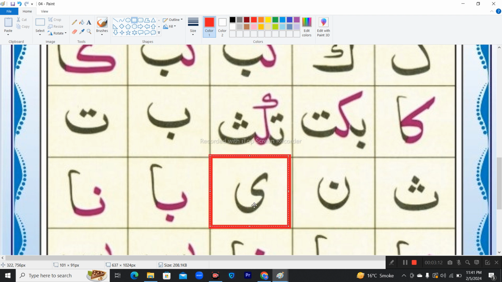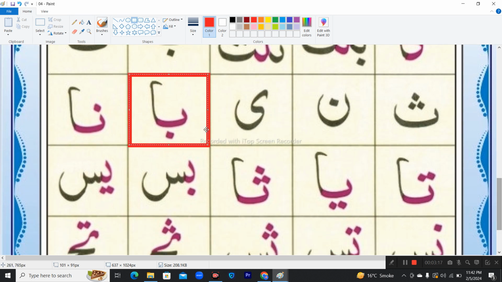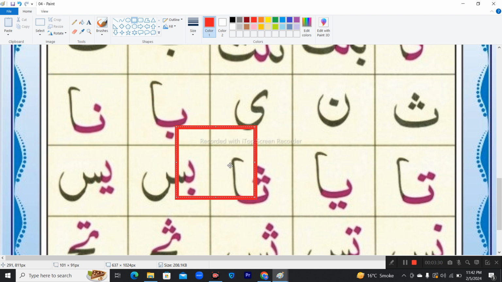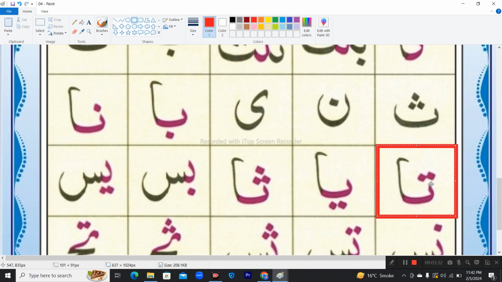this one is Ya. And this one is two letters connected, very easy. One dot down is Ba, and Ba connects with Alif. So we read Ba Alif. And this one first is Noon, and Noon connects with Alif. So Noon Alif. And this one is two dots up, Ta, and Ta connects with Alif. So Ta Alif. And this one is two dots down, Ya, and Ya connects with Alif. Ya Alif.